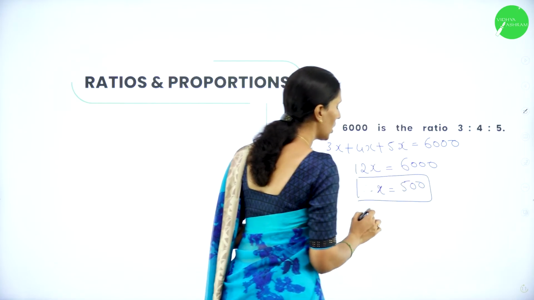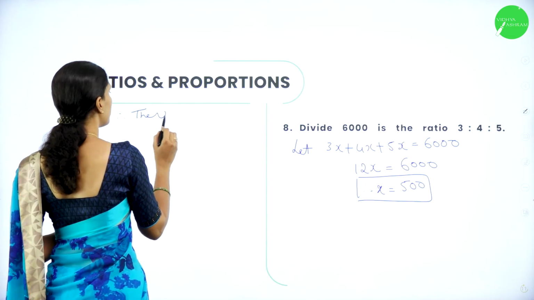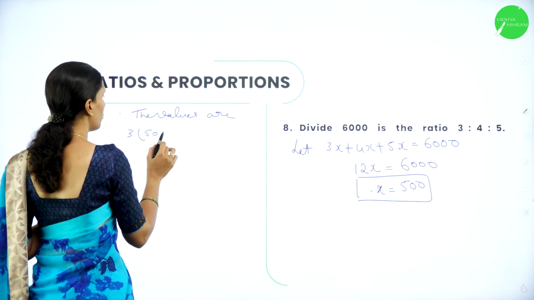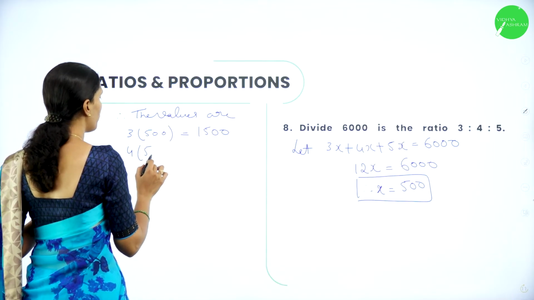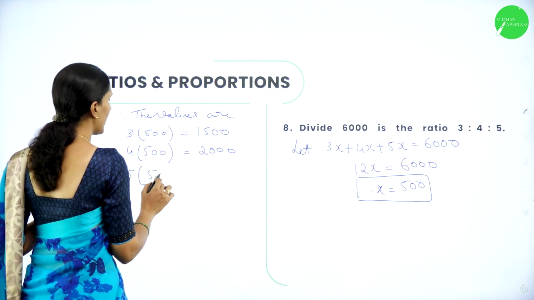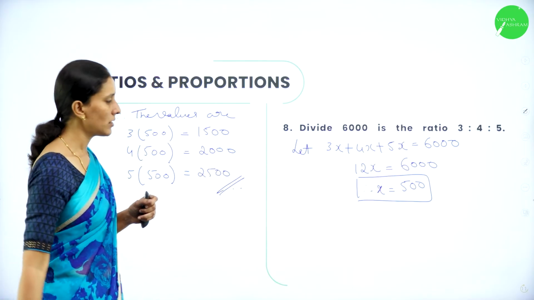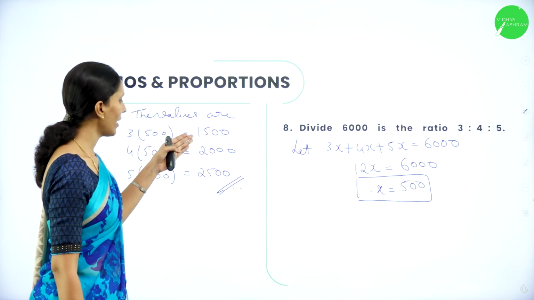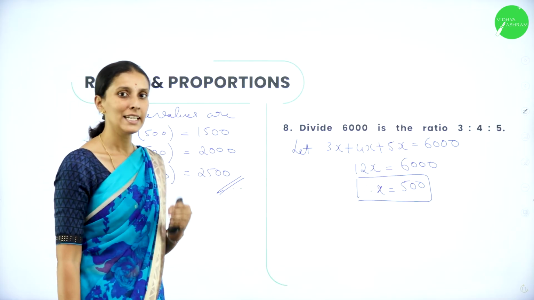Now I will divide into 3 values. So therefore the values are: the first one is 3x, that is 3 into 500, which is 1500. Next one is 4 into 500, which is 2000. Next is 5 into 500, which is 2500. So these are the 3 numbers. How to verify? Add all the numbers, you will get 6,000. 1500, 2000, 3,500 plus 2,500 is again 6,000.